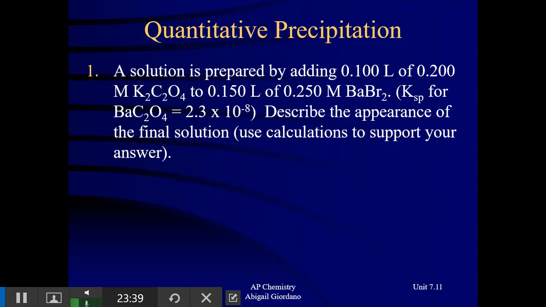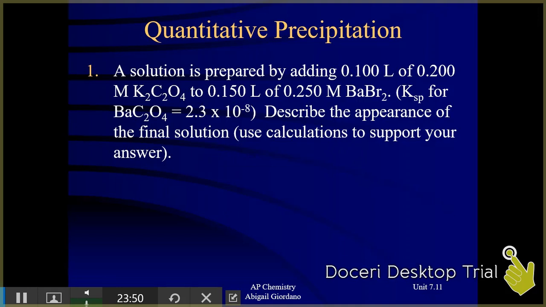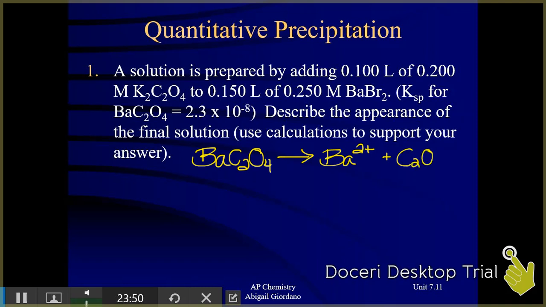The fact that they have given us a KSP value for barium oxalate tells me that that's the compound that I care about. So just like any other KSP problem, I want you guys to get in the habit of writing out the KSP reaction for that compound that we're focusing our attention on. Okay? And the Q expression, guys, is going to look exactly the same as the KSP expression.